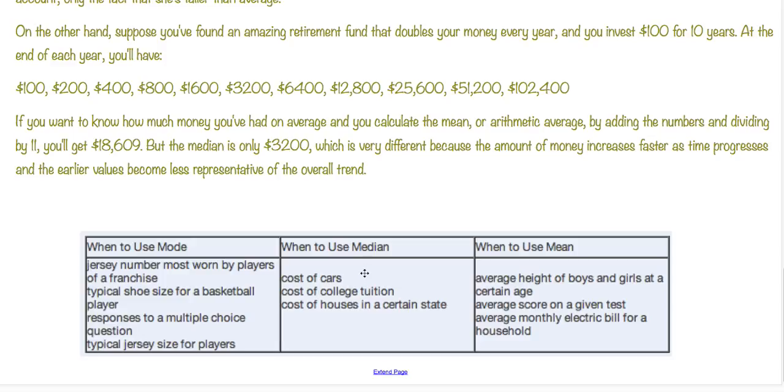Okay, you use the median when you want to find the cost of cars, the cost of college tuition, and the cost of houses in a certain state. And you use the mean for the average height of boys and girls of a certain age, the average score on a given test, and the average monthly electrical bill for a household. That was a mouthful. Okay, so these are good examples of when to use the mode, when to use the median, and when to use the mean.